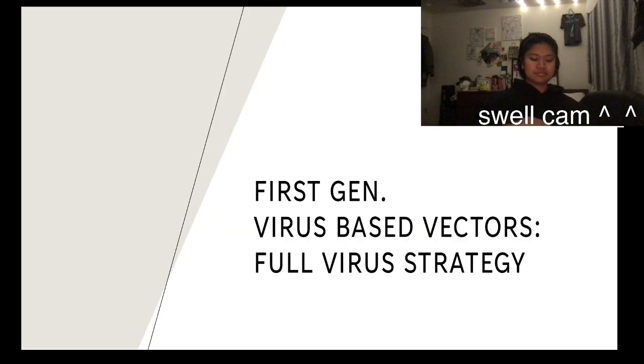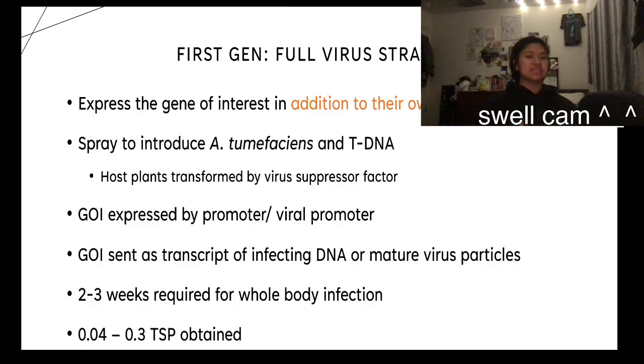Okay. So now that we've got that down, first generation, which is when they first started testing out using viral-based vectors. With this approach, they used a full virus strategy, which expresses your gene of interest in addition to the own natural genes of the virus. So it would have your gene of interest as well as the virus in the plasmid.